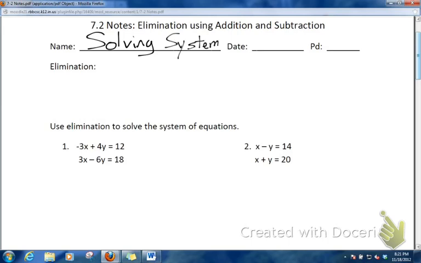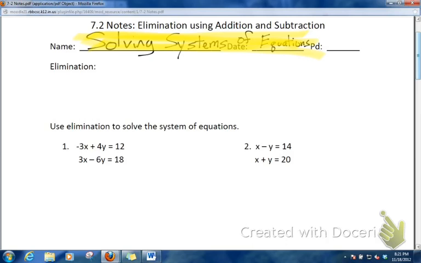systems of equations. So understand that we're still solving systems of equations. This is what we've been doing for the last 2 chapters actually. And we're just learning new ways to solve systems of equations.